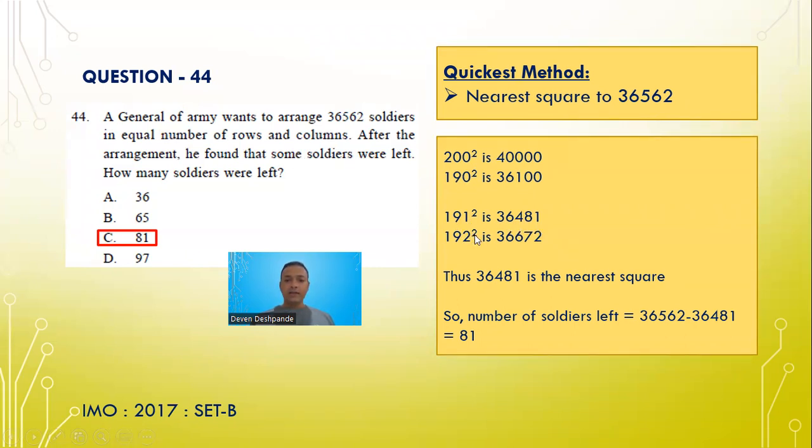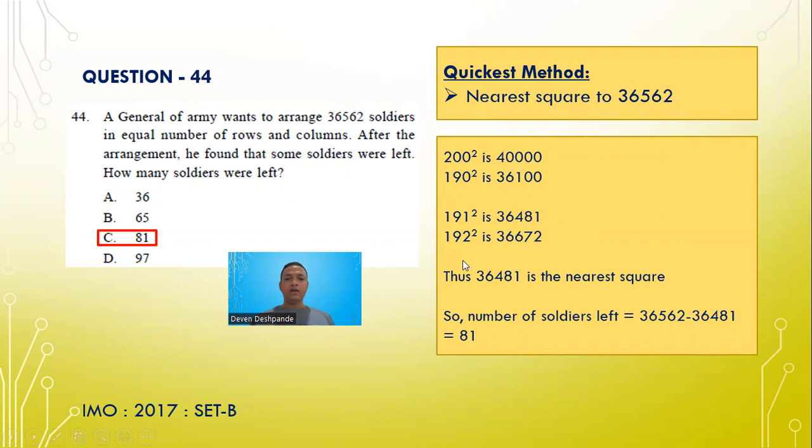36,481. 192 square is 36,672. Which is the square which is closest? It is 36481. 36481 is closest to 36562, isn't it? Because soldiers actually are less. We can't have 192 as the nearest square because there are not enough soldiers. 36672 is greater than 36562. So what is the nearest square which is less than this number? It is 191 square, which is 36481.